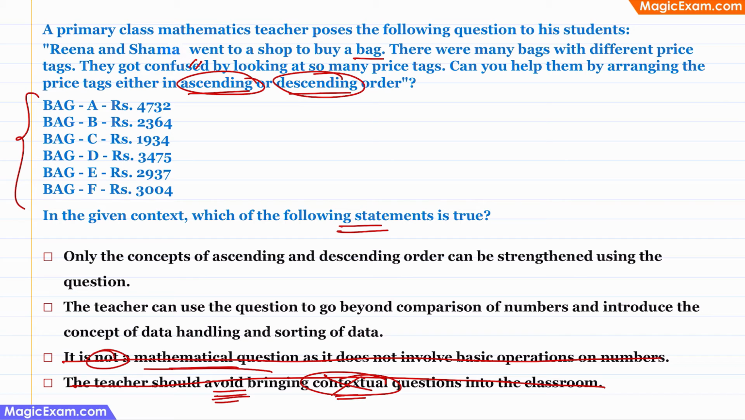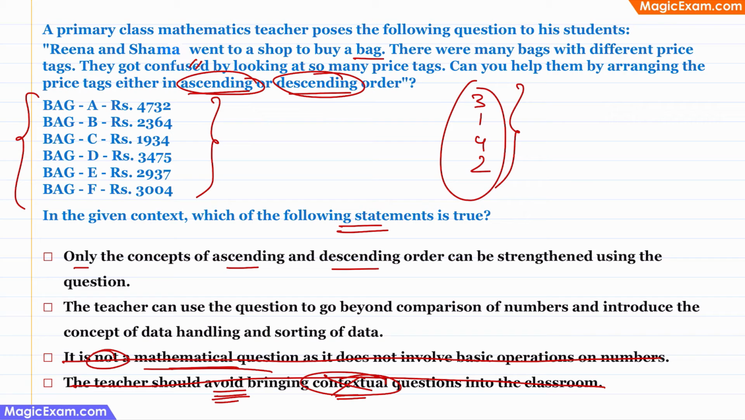Next, only the concepts of ascending and descending order can be strengthened using this question. If it was just about teaching ascending and descending, teacher could have given some very simpler examples like 3, 1, 4, 2 and say arrange them in ascending or arrange them in descending order. But the teacher has given more data than just mere numbers. So this goes beyond ascending and descending, right? So this question is not just dealing with ascending or descending order.